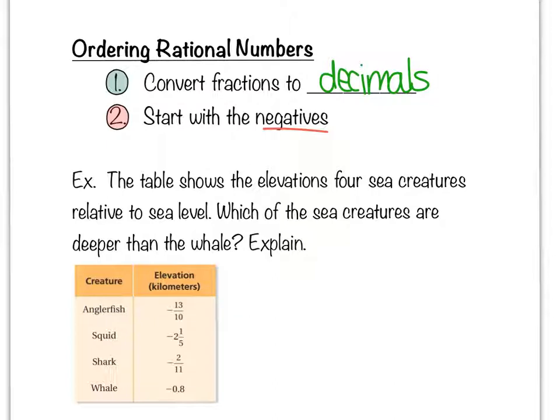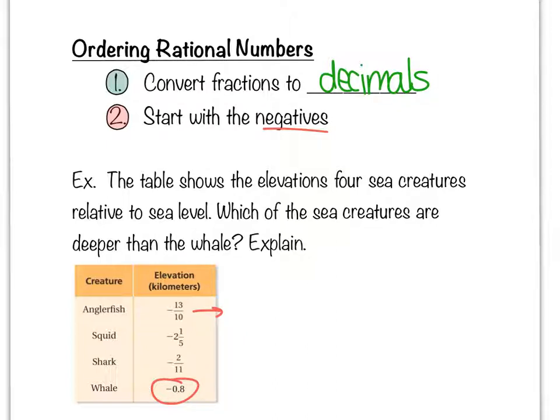So this example says the table shows the elevations for 4 sea creatures. Which of the sea creatures are deeper than the whale? So the whale is here at -0.8. So I need to see which of them is deeper than that. So to do that, I have to convert all of them into decimals.